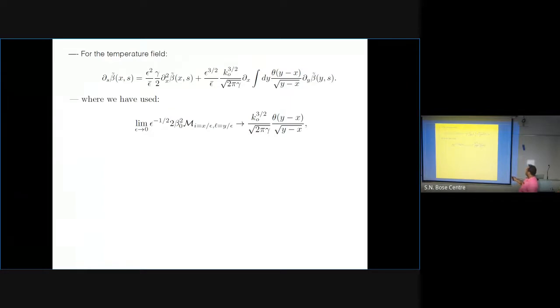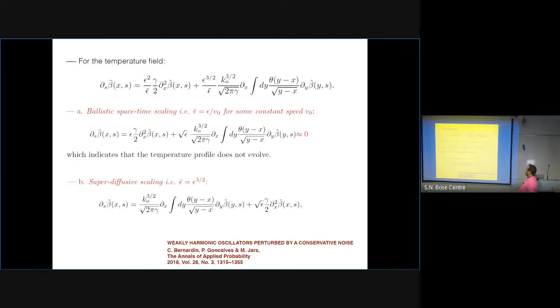So you have a kernel here, and we have this epsilon and epsilon bar. This is the scaling from the diffusion term. This is the scaling from the super diffusive term. Now, what kind of scaling do you want to choose? Suppose I choose ballistic space-time scaling. That means epsilon bar is epsilon by v naught or something. Actually, I did not put the v naught, but assume that v naught is 1. So let's say epsilon bar is epsilon. Epsilon is the space scale. Epsilon bar is the time scale.